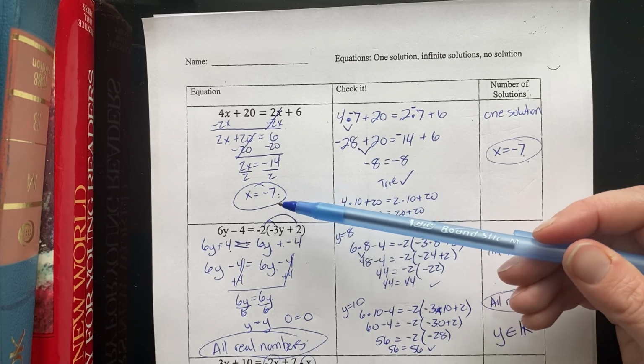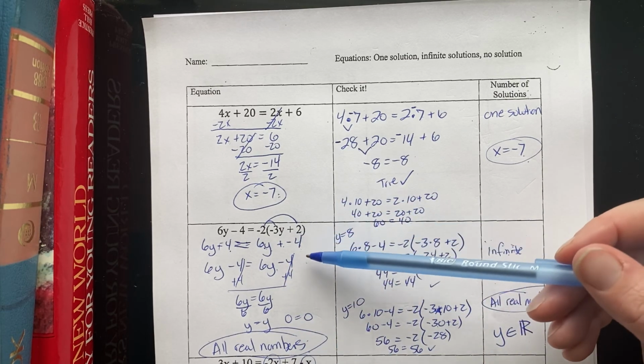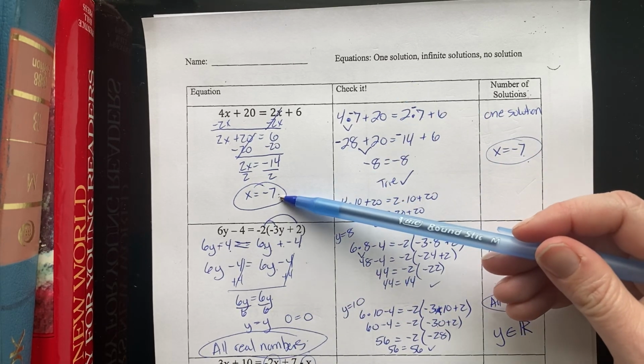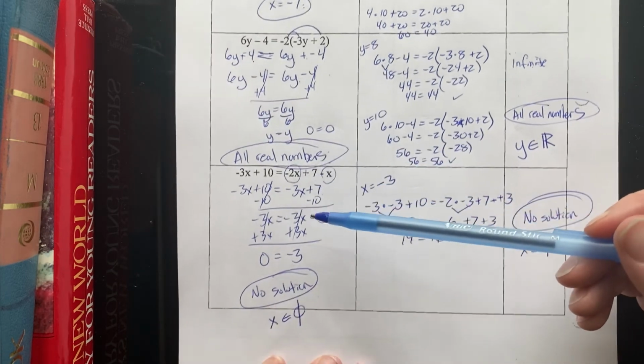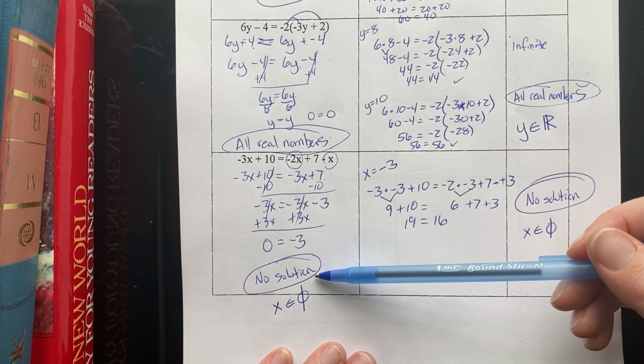As you progress in math, you're going to have equations that have 2 solutions, that may have 3 solutions. It's really quite interesting as you progress in math that it's not always going to be a single solution. Here, any number you could pick will make it true. And here, any number you could pick doesn't work. There's no solution here.